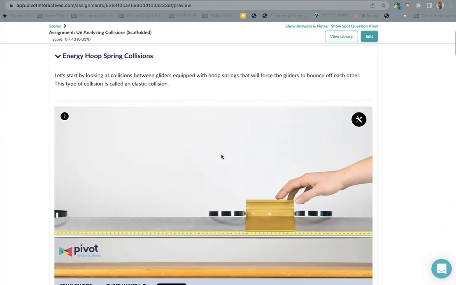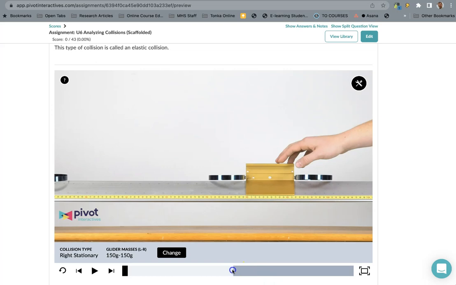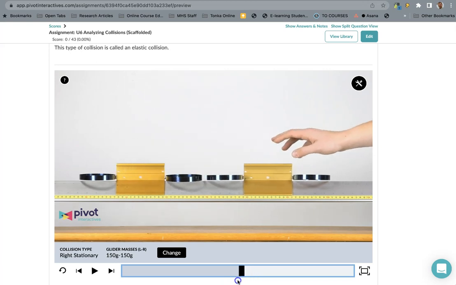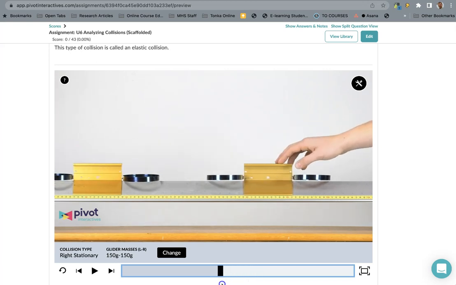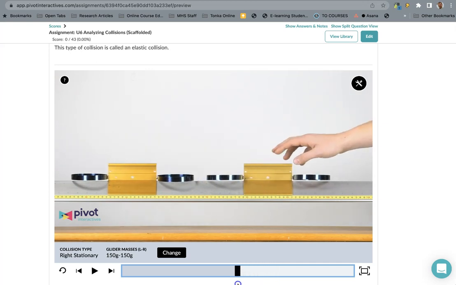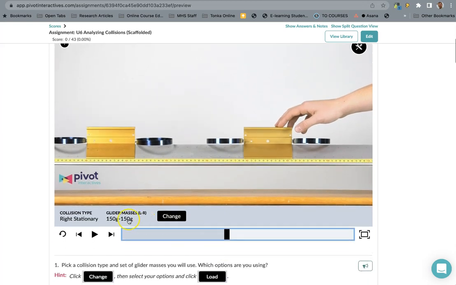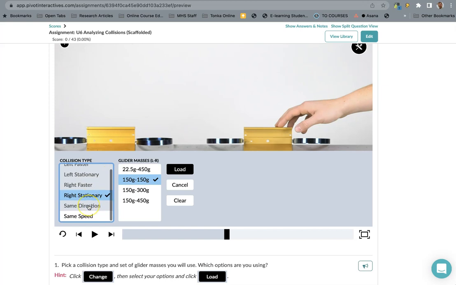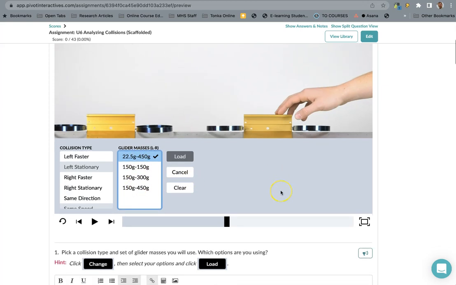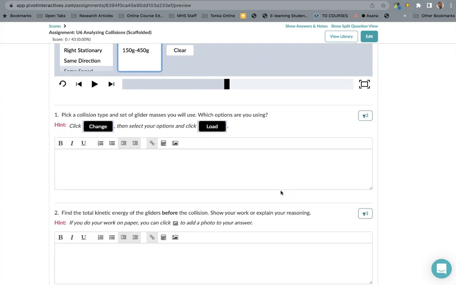Basically, this has some video simulations with different collisions occurring between different types of carts on a friction-free track. They're on an air track, and when they collide, they transfer energy from one cart to the next. We can change the type of collision. If you click on this, you can change what type of collision is happening. Either the left is stationary, or maybe the right is faster, or they may have the same masses, to see different results in terms of what happens with the energy. That's what they're asking you to do in these first ones.